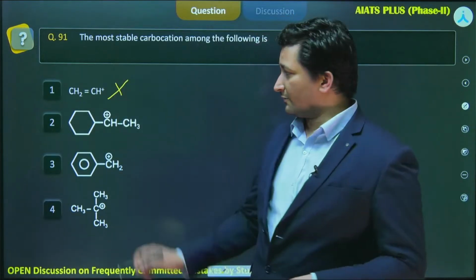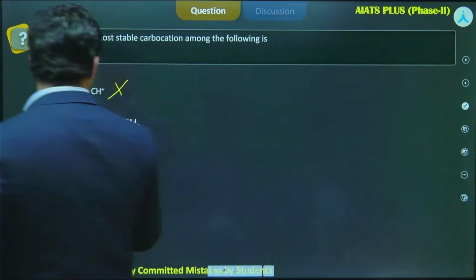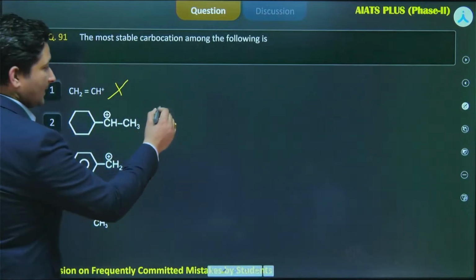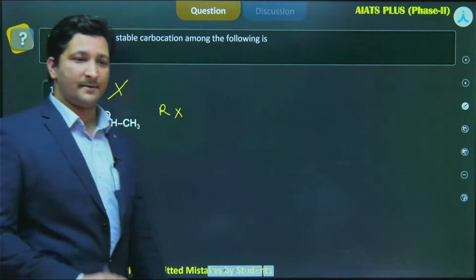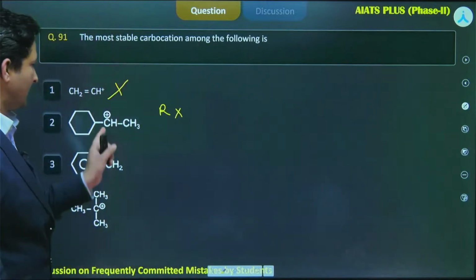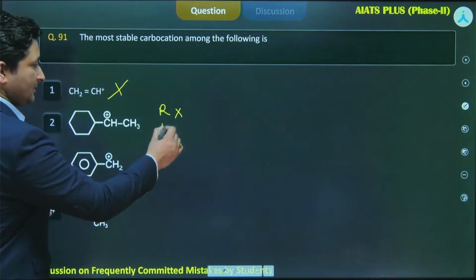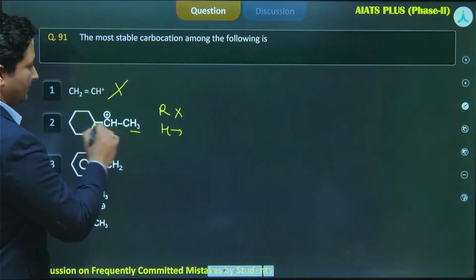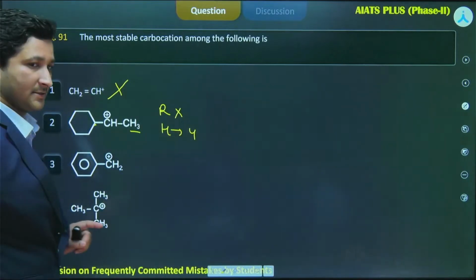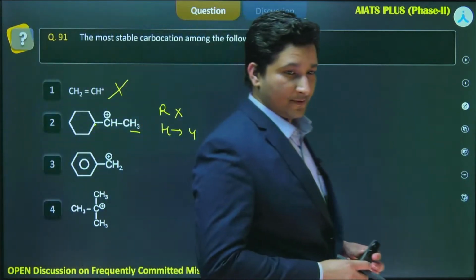Now if we talk about this, resonance is not there. Yes, R means resonance, so resonance is not there. But if we talk about hyperconjugation, then 3 and 1, 4 hyperconjugation is there. Pramukh says it's 4.